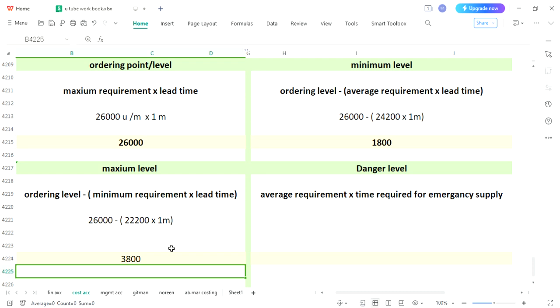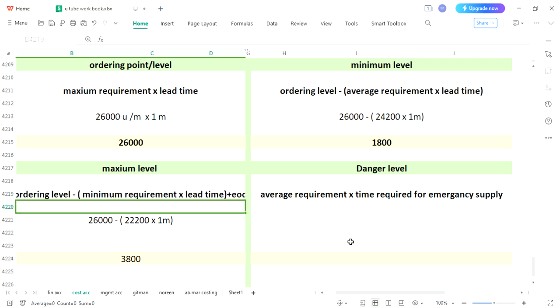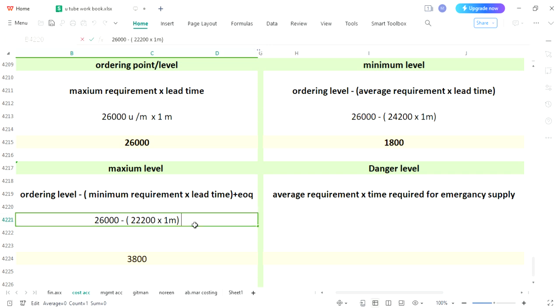One second guys, we have written maximum. Okay, so there was one more thing which should be put over here, and we don't have the space. We have written economic order quantity was required to be written over here, so more space is needed. Let's take it to the other side. So now the formula has been completed. For maximum level we need to put economic order quantity.